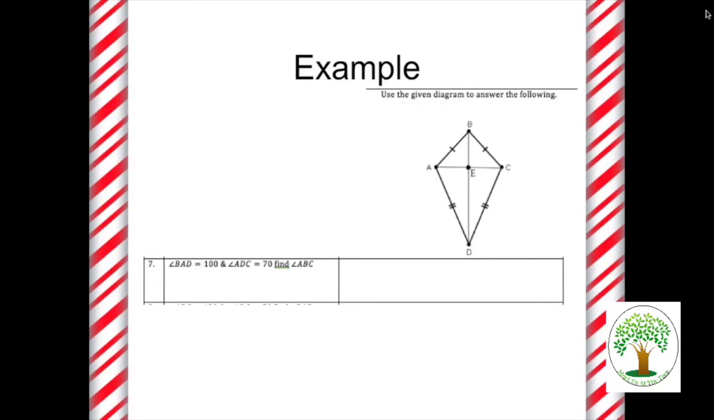We're skipping 6. It's close to 5. We're jumping to 7. I'm telling you the angle BAD is 100. And ADC, that's over here. All right, we want to find ABC. ABC, this one right up here. I'm going to make it a different color. We're looking for that one. How in the world are we going to do this?